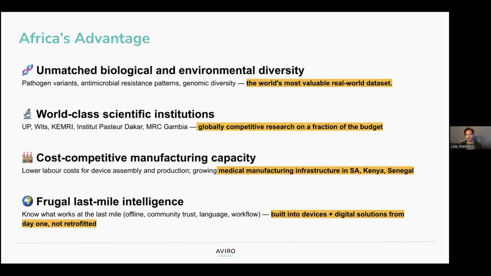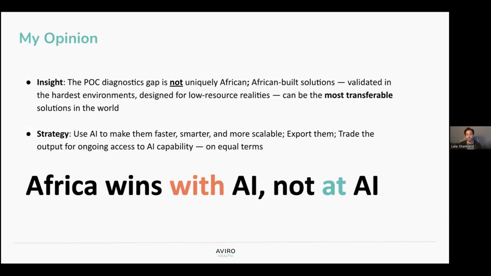And I point to all this because I think it's really important to understand what it is that we could be doing to provide this. And I really think that point of care diagnostics could be a really valuable thing that Africa could provide to the world.